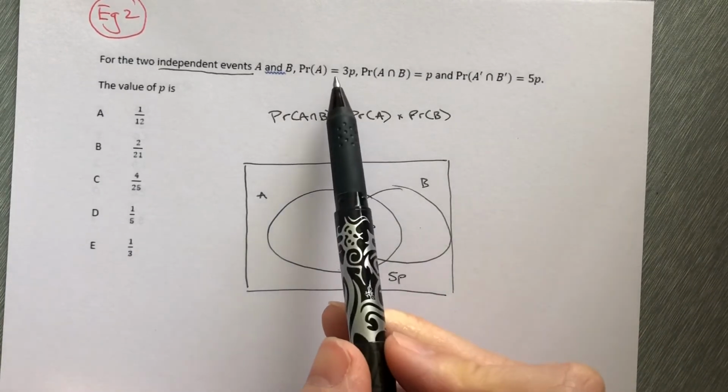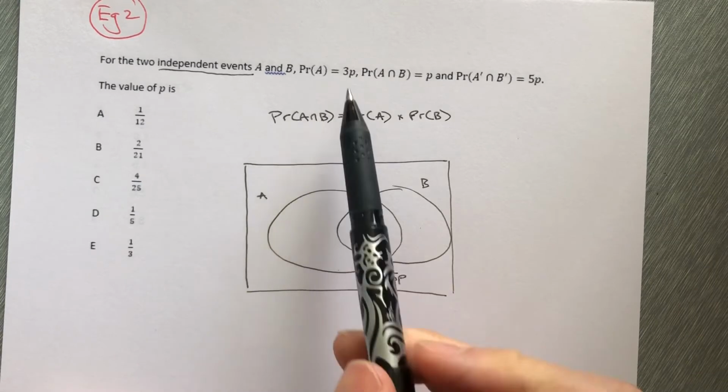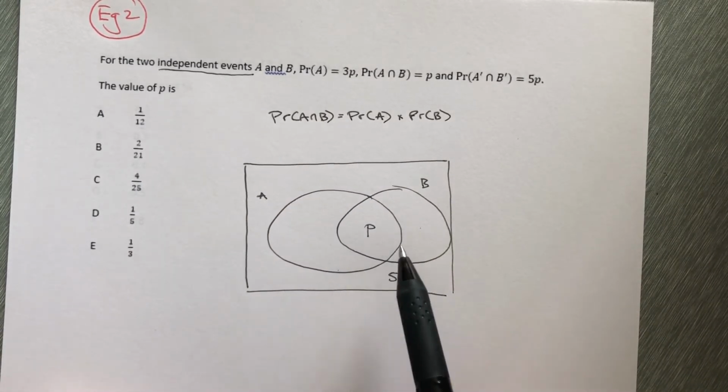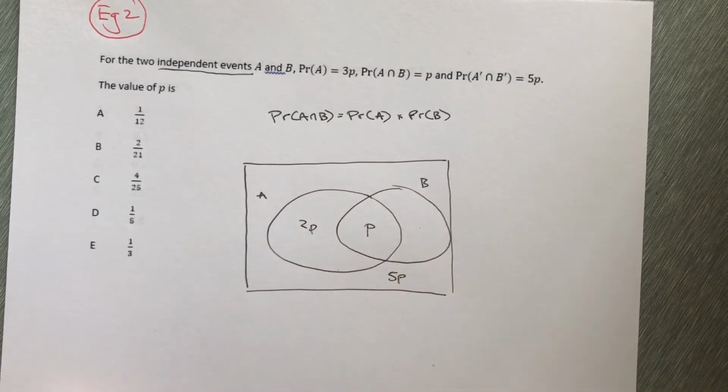Now let's go back to A. It's told us that the probability of A is 3p, so all of this is 3p. 1p's already been taken up, so that means there's 2p left. So we can fill that one in.